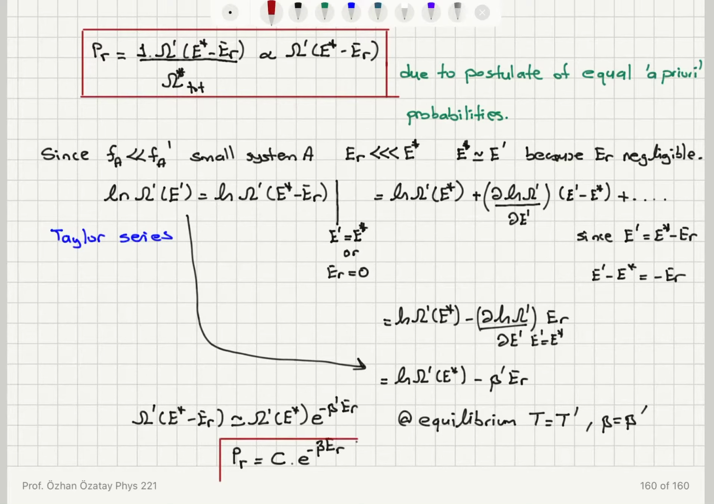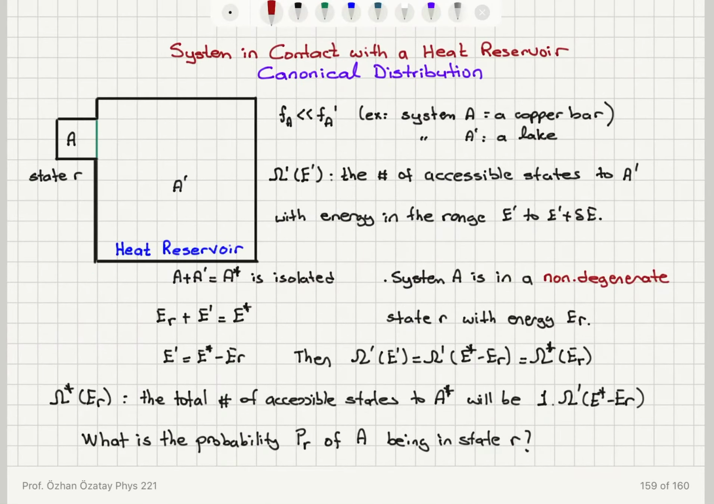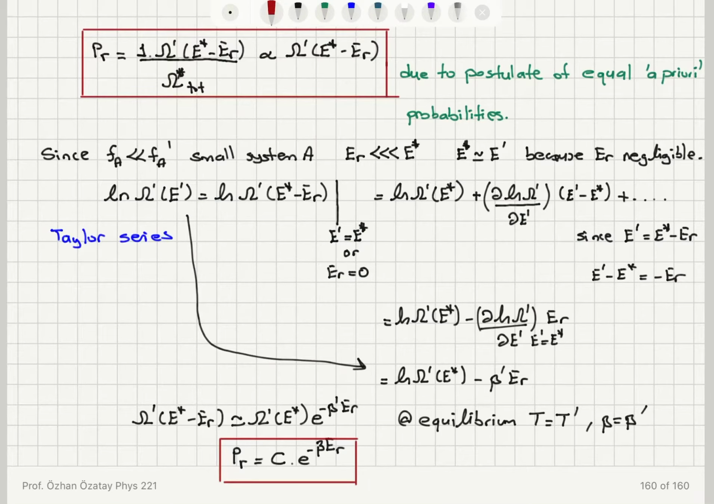So that is going to be my final answer. The probability of system A having an energy E sub r corresponding to the single state R, that is, a non-degenerate state, is a constant times e to the minus beta E sub r, where beta is, remember, 1 over kT, Boltzmann constant times absolute temperature of that system.